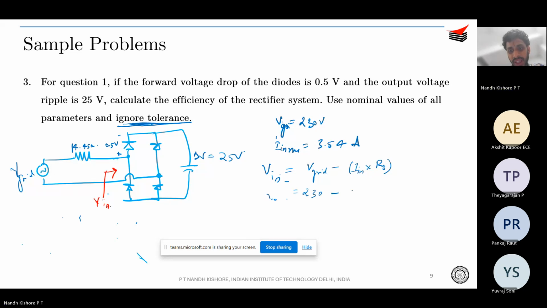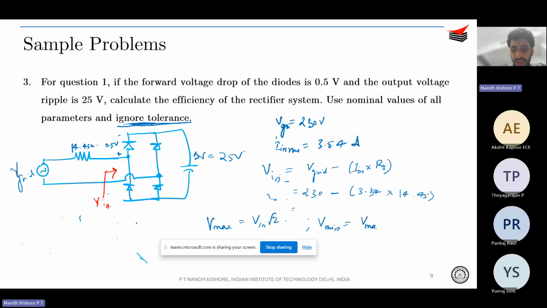minus I_N RMS, which is 3.54 into 14.45. So this will be your V in RMS. So V max will be what? V max will be V in RMS into root 2, and V min will be V max minus delta V. Delta V is 25 volts. Okay, this will be your V min.